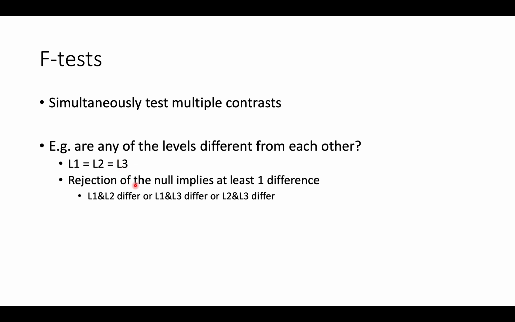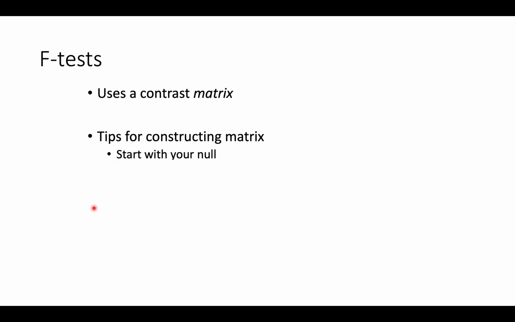So in this case, rejection of this null implies at least one difference. Either levels 1 and 2 differ, or 1 and 3, or 2 and 3. So this test would require an F-test, as opposed to a t-test. F-tests use contrast matrices, whereas t-tests, as you'll recall, use a contrast vector. You typically write out a row vector.